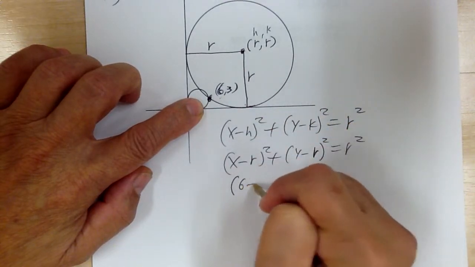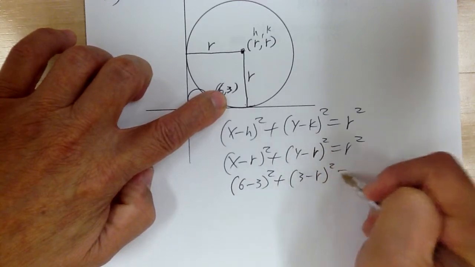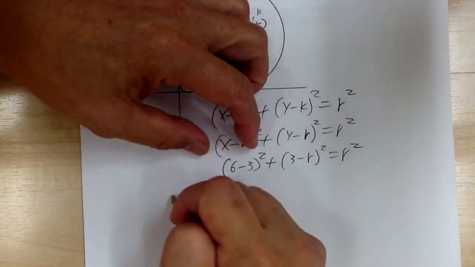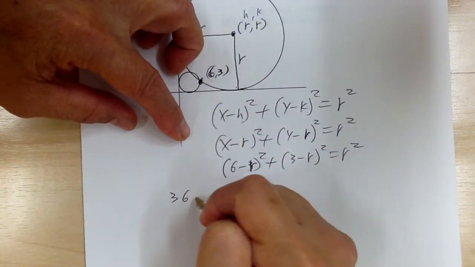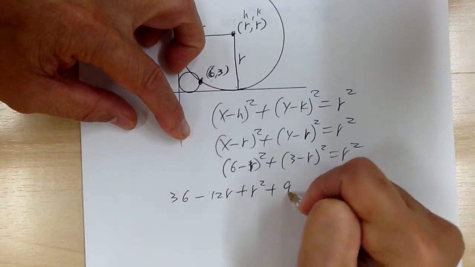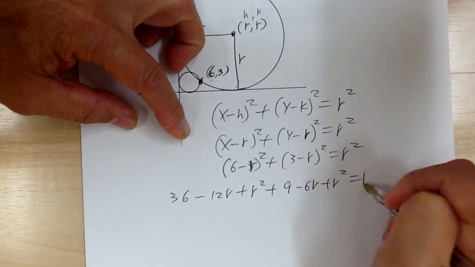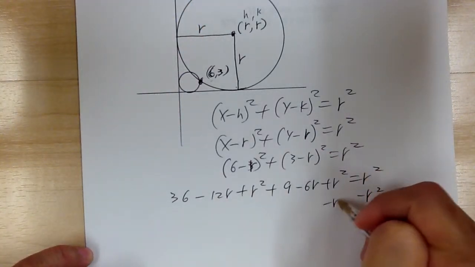So you got (6 minus r) squared plus (3 minus r) squared equal to r squared. Then go and work it out. Okay, so you're going to get 36 minus 12r plus r squared plus 9 minus 6r plus r squared equal to r squared. So I'm going to subtract r squared on both sides.